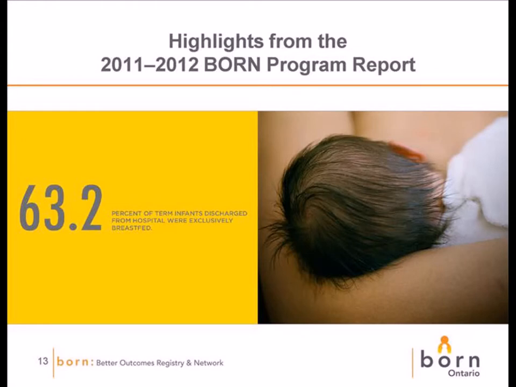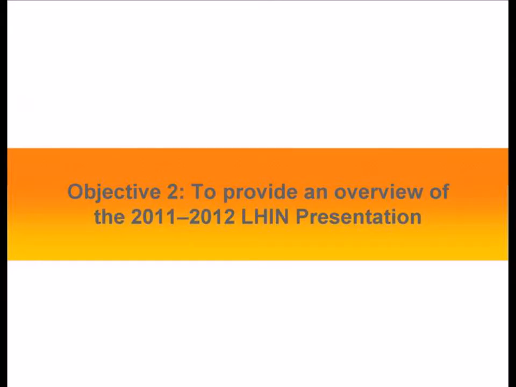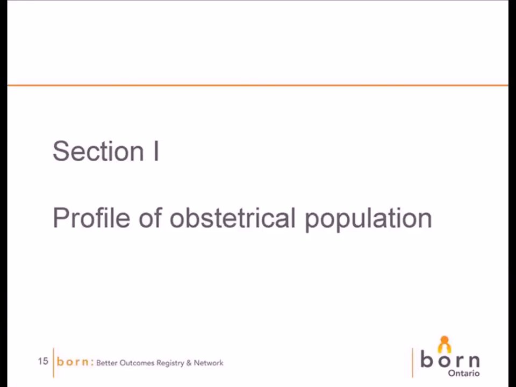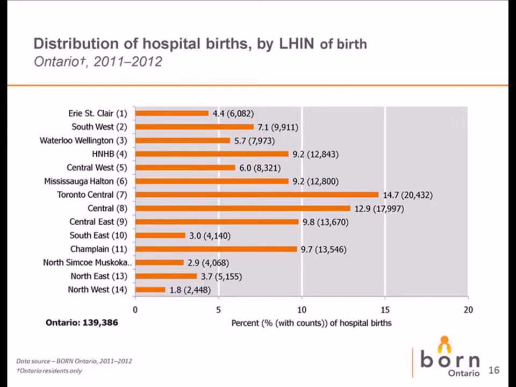And about 63% of term babies discharged from hospital were exclusively breastfed. So that sounds great. Good number. It's up from a couple of years ago. So we're making progress, but still a ways to go, I would say. I'm going to move on now and drill down into this data a little bit to look at the data that has been compiled for the 11-12 fiscal year by LHIN. We're going to look first at a profile of the obstetric population. So this is the distribution of hospital births by LHIN.